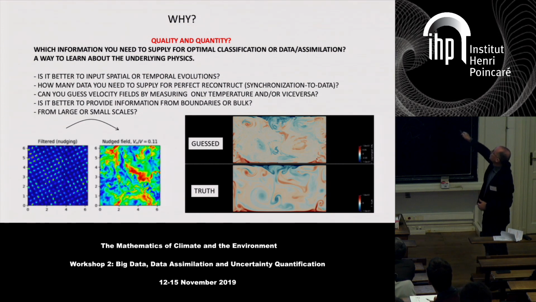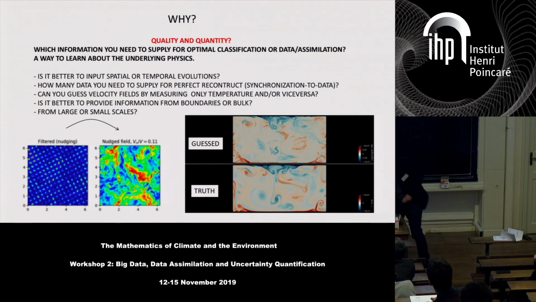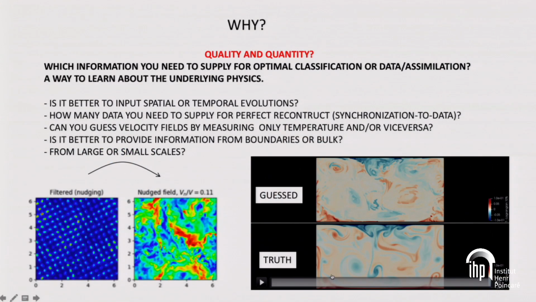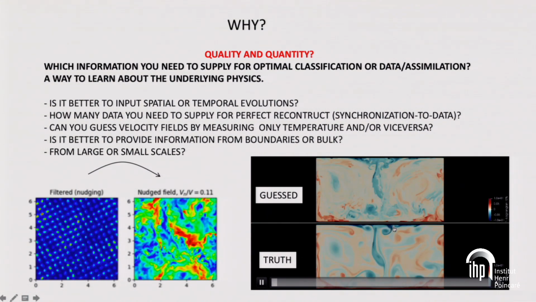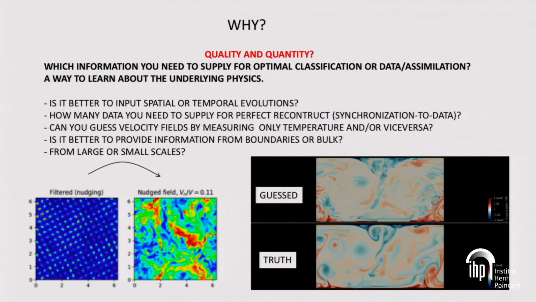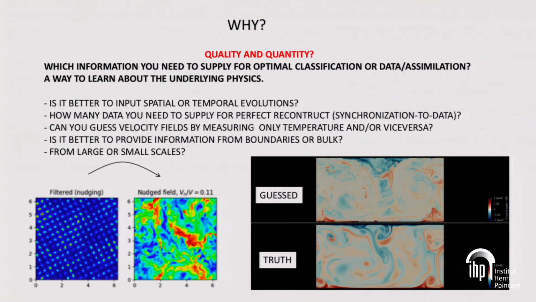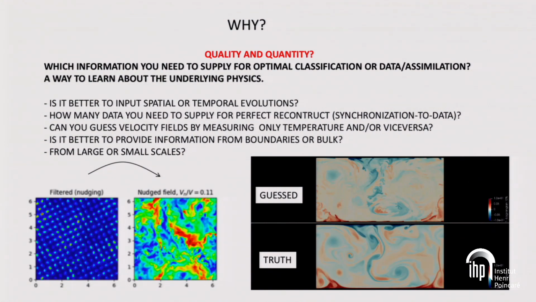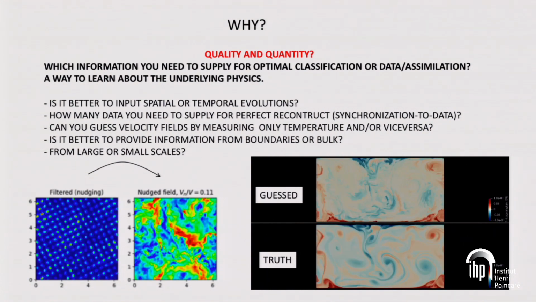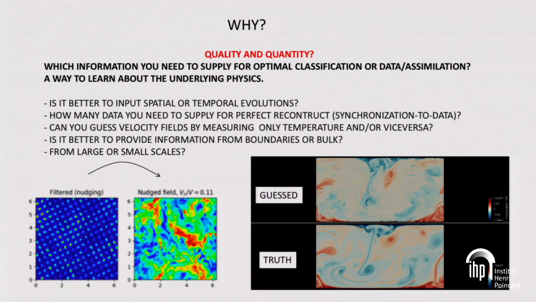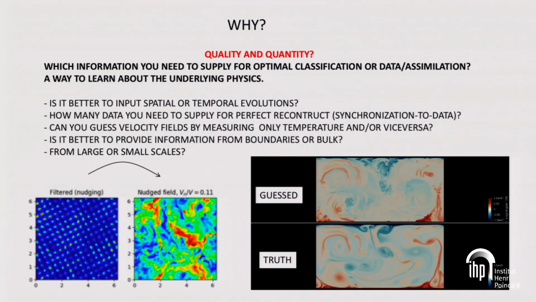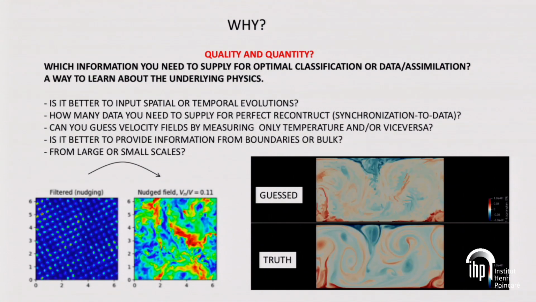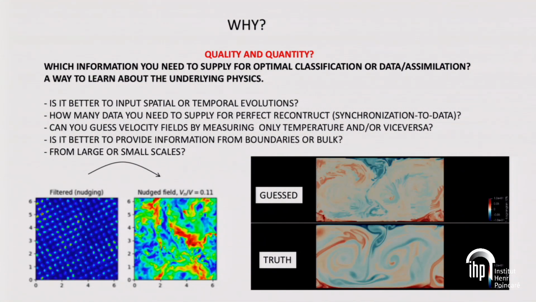So I'm going to show you mainly results using nudging. There should be a movie, I think. And the kind of question that I will try to ask is, is it better to measure spatial or temporal evolution, for instance, if we wanted to reconstruct the flow, or to guess what's happening inside the flow, or how much data I need to supply to synchronize, I mean, to have a perfect reconstruction in a fully turbulent flow.